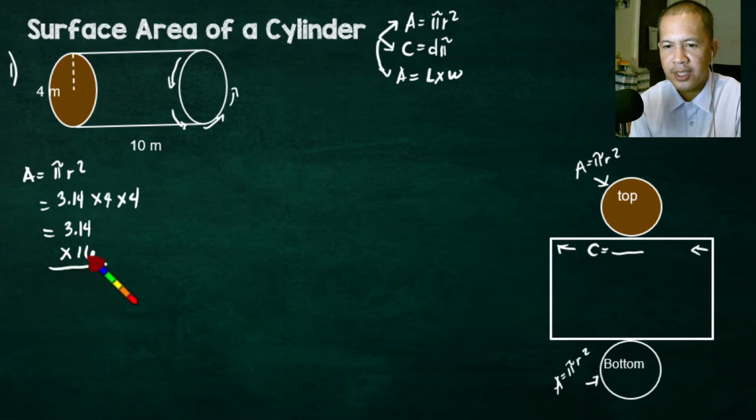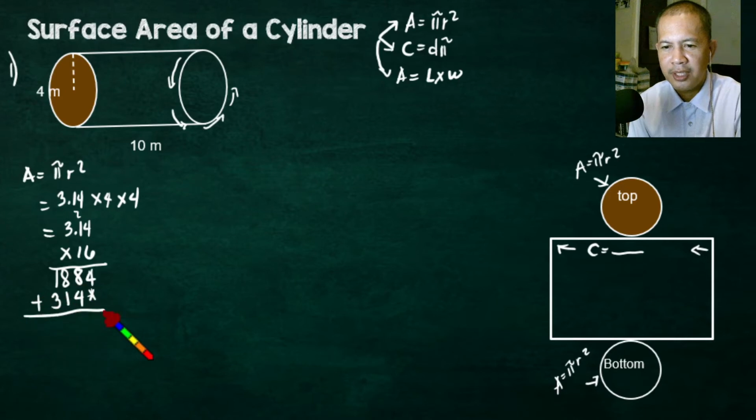3.14 × 16. So 6 times 4, that is 24. Okay, with 2, 6 times 1, 6 plus 2, that is 8. 6 times 3, that is 18. And then we have 1 times 4, that is 4. 1 times 1, 1, and then 3. Add natin, para mahanap natin ang product niya, we have 4, 12, carry 1, so that is 10, carry 1, and then 5.